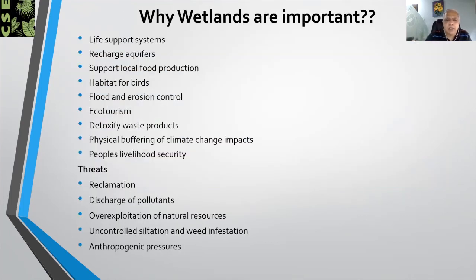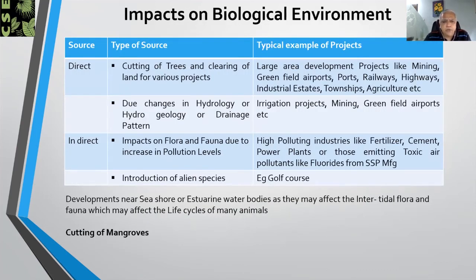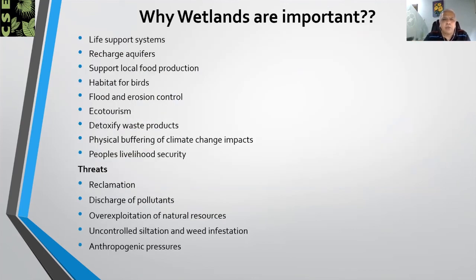intertidal flora and fauna. We all know of the importance which the courts, the NGT, and the Ministry of Environment have been giving to mangrove protection. Because as we all know, wetlands are a very important biodiversity and ecological feature, and they support a lot of flora and fauna, particularly avifauna. They are habitats for birds. They help in flood and erosion control.